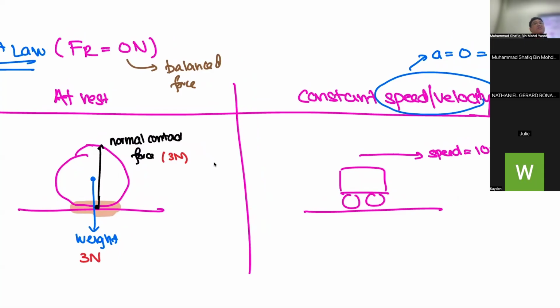Final or initial? Final velocity, while this one is initial velocity, and then of course this is time. All right, so everyone please note.